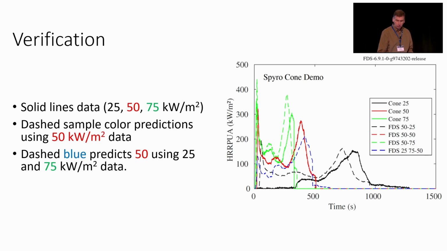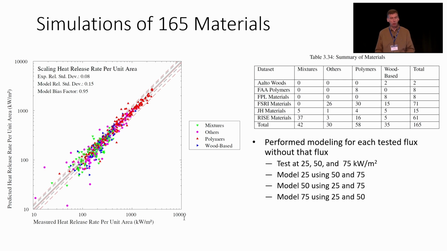And so they played this game with the hundreds of data sets that they had collected. Basically, I'm going to take some cone data, I'm going to extrapolate. If I have cone data at 25, 75, and 50, I'm only going to take one of those data sets, and I'm going to extrapolate to the other two and see how well this method works. And this plot here is showing the measured and the predicted heat release rates that they get from this verification exercise.